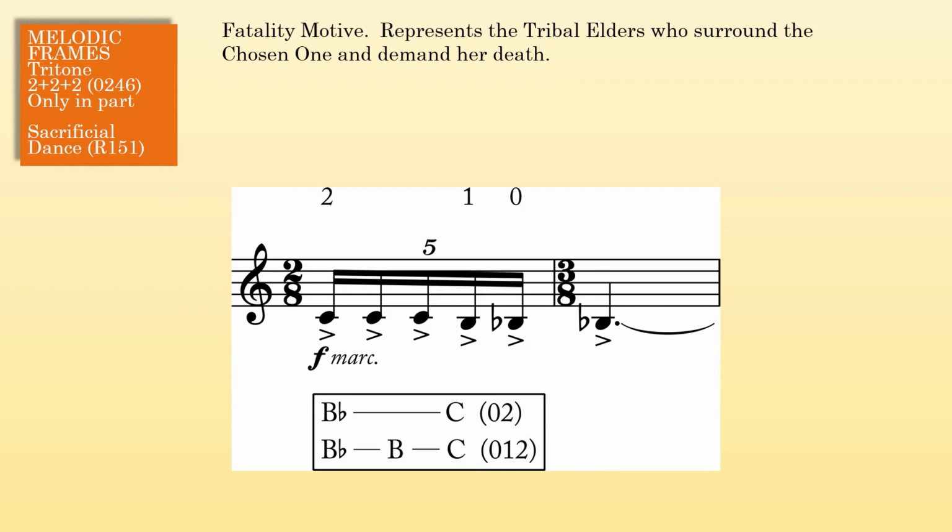The fatality motive represents an implacable fate. It is associated with the tribal elders and ancestors who surround the chosen one and demand her death. Scored for trumpets and trombones, marked fortissimo marcato, it is as loud, violent, and brutal as anything in the ballet.